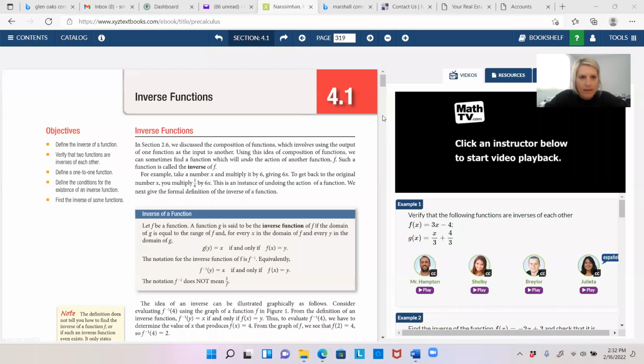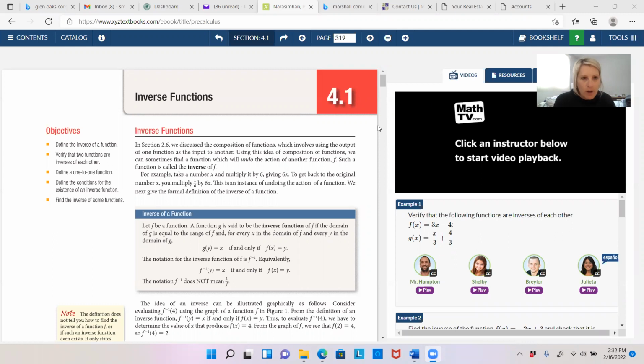Today we are going to look at starting chapter 4. Chapter 4 is about inverse functions. We introduced functions and operations on functions back in chapters 2 and 3, and now we're going to look at inverse functions.